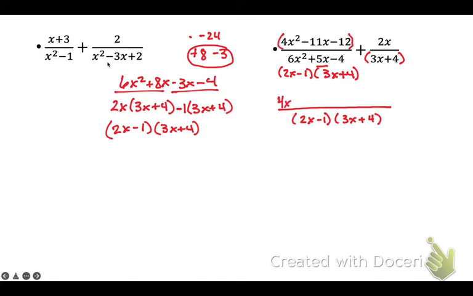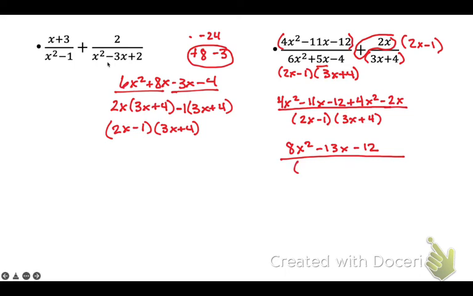So 4x² − 11x − 12. And what do I need to multiply positive 2x by? 2x − 1, because it's what's missing out of the denominator, right? Yep. So I get plus 4x² − 2x, and then I combine like terms. I think I did that right. Did you guys get the same thing I did? Yeah.